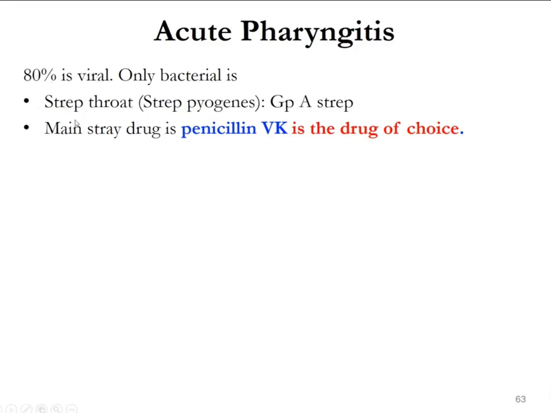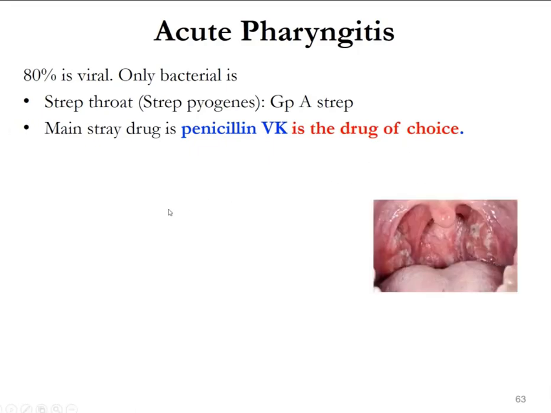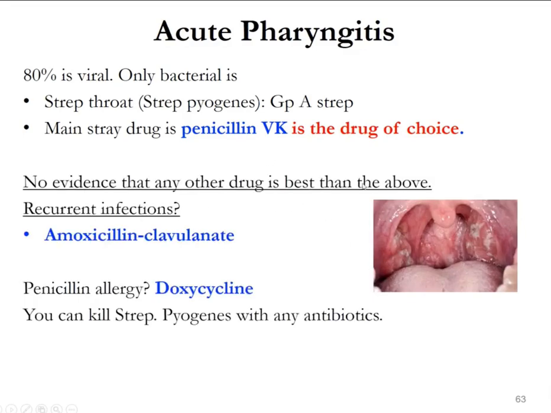80% of the time, acute pharyngitis will be viral. The most common bacterial pharyngitis in the United States is strep throat, caused by Streptococcus pyogenes, group A strep. So the mainstay drug still uses penicillin VK. I don't want you to jump to too many other drugs. This is still very effective. This can kill those bacteria, so don't worry. It's the drug of choice. That's why I put it in red.